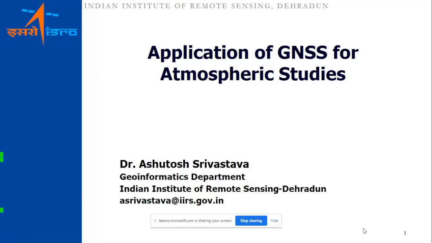GNSS, or very commonly the GPS, and GNSS is basically a common word: Global Navigation Satellite System. Inside that, various constellations come. GPS, like in India we have IRNSS, we have Galileo from the European Union, and we have GLONASS from Russia. So various constellations are there. The common name we are calling is GNSS.